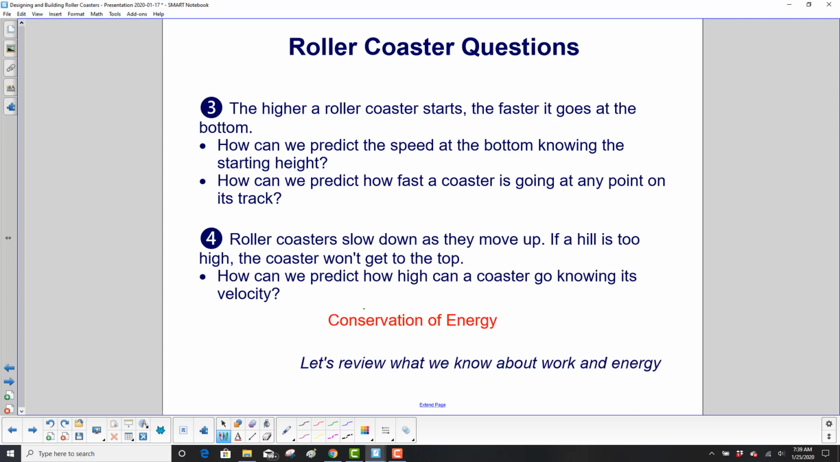The answer is conservation of energy. Whatever energy you start with, you wind up with the same amount of energy. Now, let's review what we know about work and energy.